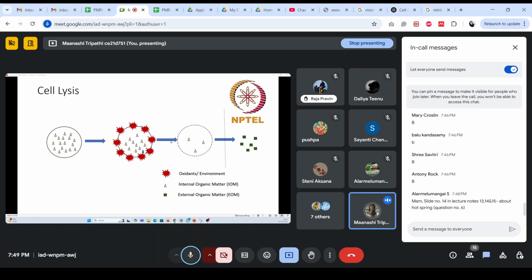So what happens with time? Due to this attack, either naturally or artificially, the cell membrane breaks down. These dotted lines represent cell membrane breakage, and the internal organic matter comes out. When it ejects out, it is called external organic matter. So this is the process of cell lysis. I just wanted to give a visual representation of cell lysis.